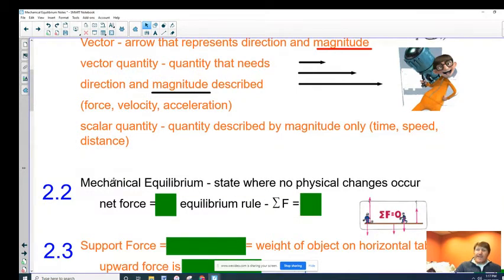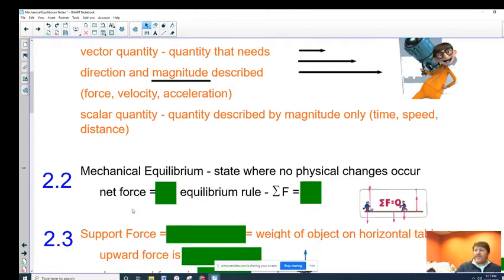So then we come to mechanical equilibrium. There are three states of equilibrium that we'll look at. Today we're just going to look at two, but we have a pretty cool demo that we'll do in class where we look at a third one. But mechanical equilibrium is this state where no physical changes occur. When I talk about physical changes, I'm referring to a change in motion. You might recall from the very beginning, I said a force is needed to cause a change in motion. If something is in equilibrium, there is no change in motion.